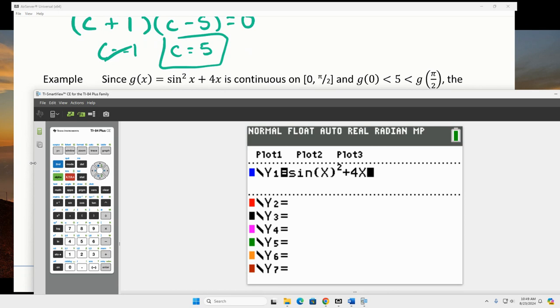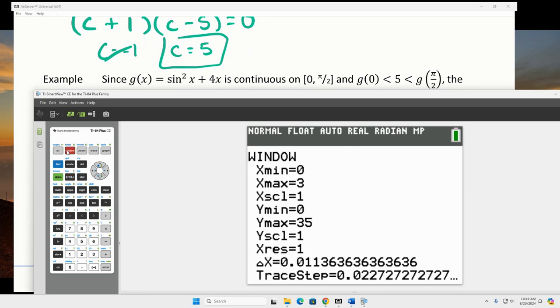Alright, now I'm going to change my window a little bit when you guys are ready. So I'm just going to change my x to 0 for my min and pi over 2 for my max. Now this is from where I actually used this today in my other class. 0 to 35 is probably not a good y. Typically on these trig, we do -4 to 4 on the y. It doesn't really matter though.